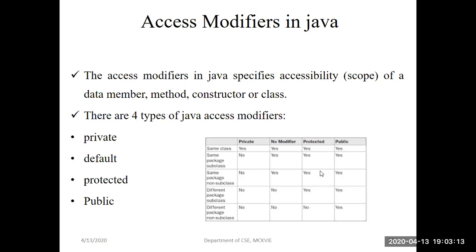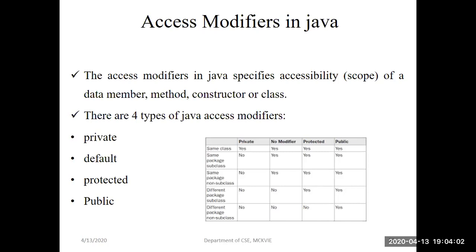If you use the protected access specifier, that means you can access the data members: same class yes, same package subclass yes, same package non-subclass yes, other package subclass yes, other package non-subclass no. So in case of the protected access specifier, the data member cannot be accessed in another package by a non-subclass. In another package, a subclass can access it, but if it is a non-subclass, that means it's not a child class, so we can't access it. That is the protected case.